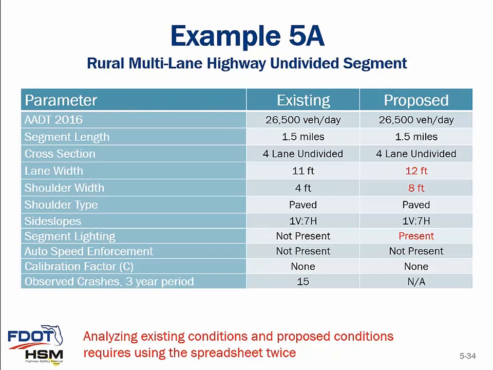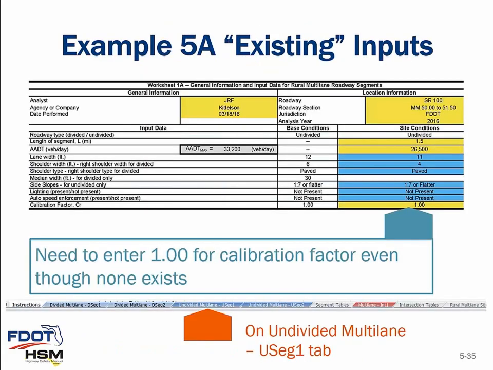Lane width from existing to proposed increases from 11 to 12 feet, shoulder width increases from 4 feet to 8 feet, and as we look at the proposed condition, the existing has no roadway lighting, and that would be present in the proposed. So let's go through this analysis and see how it is done using the 1738 spreadsheets.